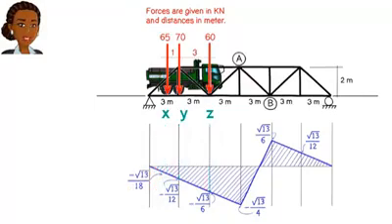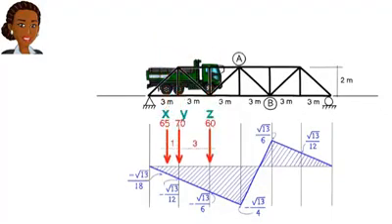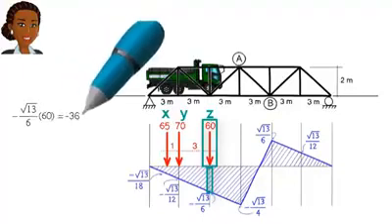But what if, instead of a unit load, we place a load of 60 kilonewtons at Z? What would be the resulting axial force in AB? We can determine the resulting force by multiplying 60 by negative square root of 13 over 6. This gives us negative 36 kilonewtons.